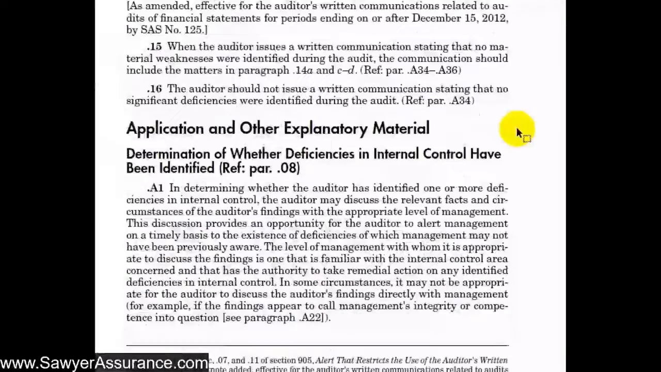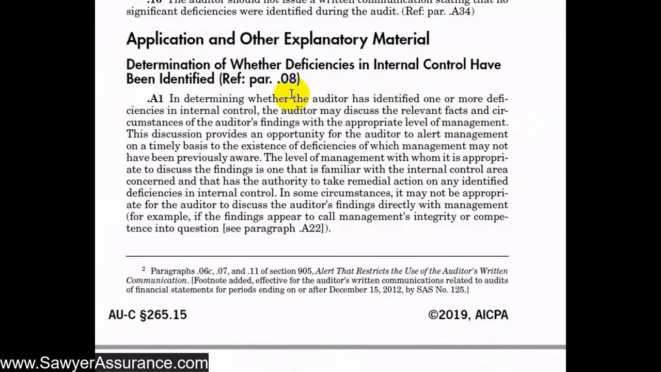So let's go down here to A1. And so it says when we're determining whether we've identified one or more deficiencies in internal control, we might discuss the relevant facts and circumstances of our findings with the appropriate level of management. And doing so gives us a couple benefits. First, it alerts management, gives them a heads up that there may be some deficiencies in their internal control processes. That way they're aware. And secondly, they can give us some more information about the deficiency and corroborate what we've seen.